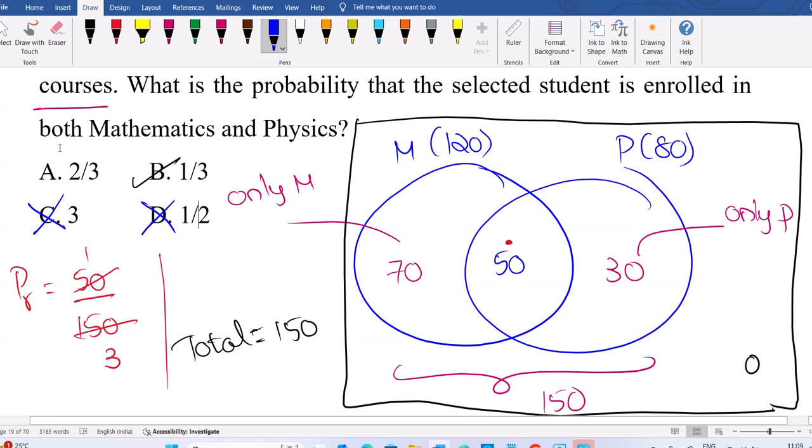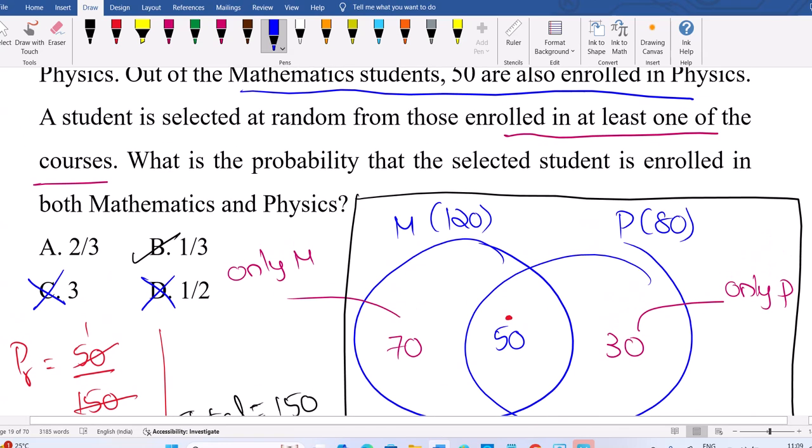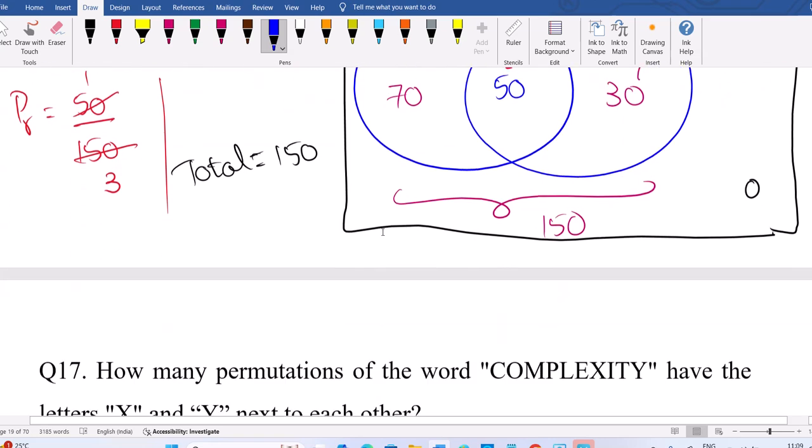Venn diagram concept is given in probability-related questions. Why did we keep 0 outside here? They must and should enroll in at least one of these courses. They should be enrolled in one of these courses. See, not enrolled in these two courses is 0. They must be enrolled in one course or two courses. 50 people are enrolled in two courses. Remaining, 100 people are enrolled in only one course.